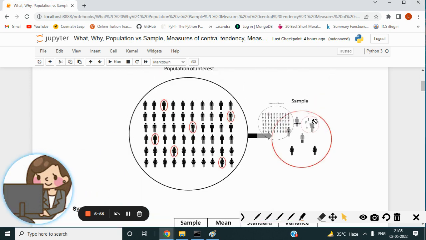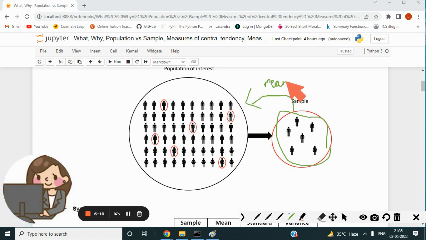We have a sample data like this, and with the sample data, if we are able to come to a meaningful conclusion about the population data, then that kind of statistics is known as inferential statistics. So whatever sample data we have, if from that you conclude something about the population data, such a thing is known as inferential statistics.